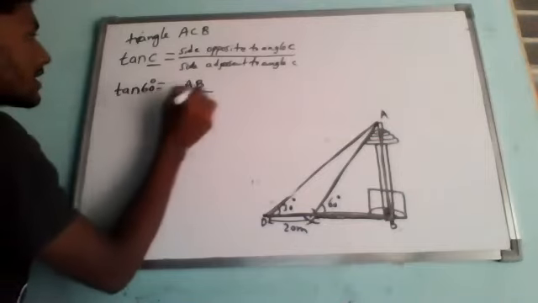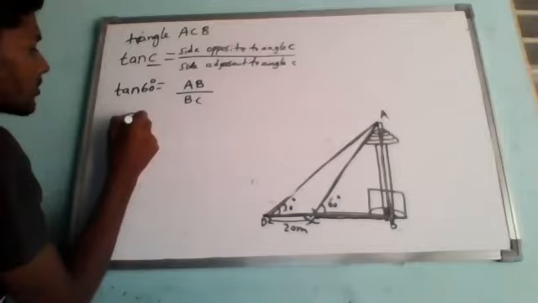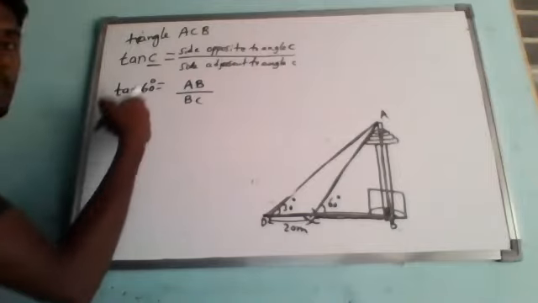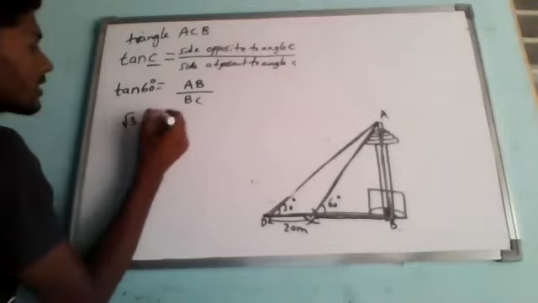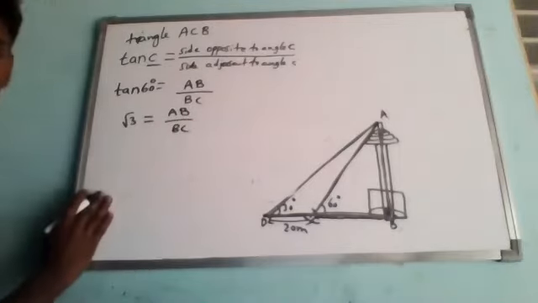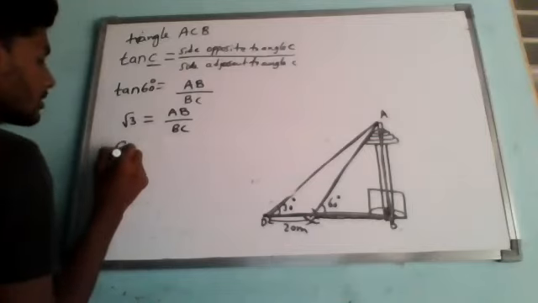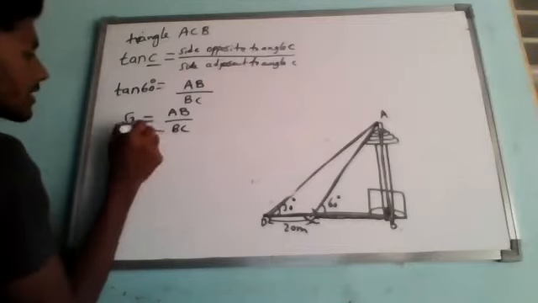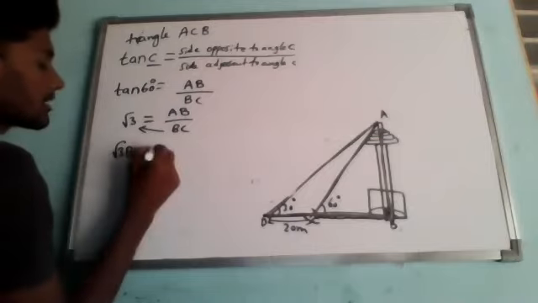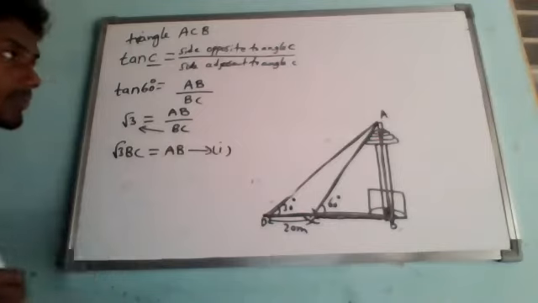So tan 60 equals AB by BC. From the trigonometric table, what is the value of tan 60? Tan 60 is equal to root 3, which is equal to AB by BC. Understanding? So from this I can write, by cross multiplication, root 3 BC is equal to AB. Let me call this equation 1.